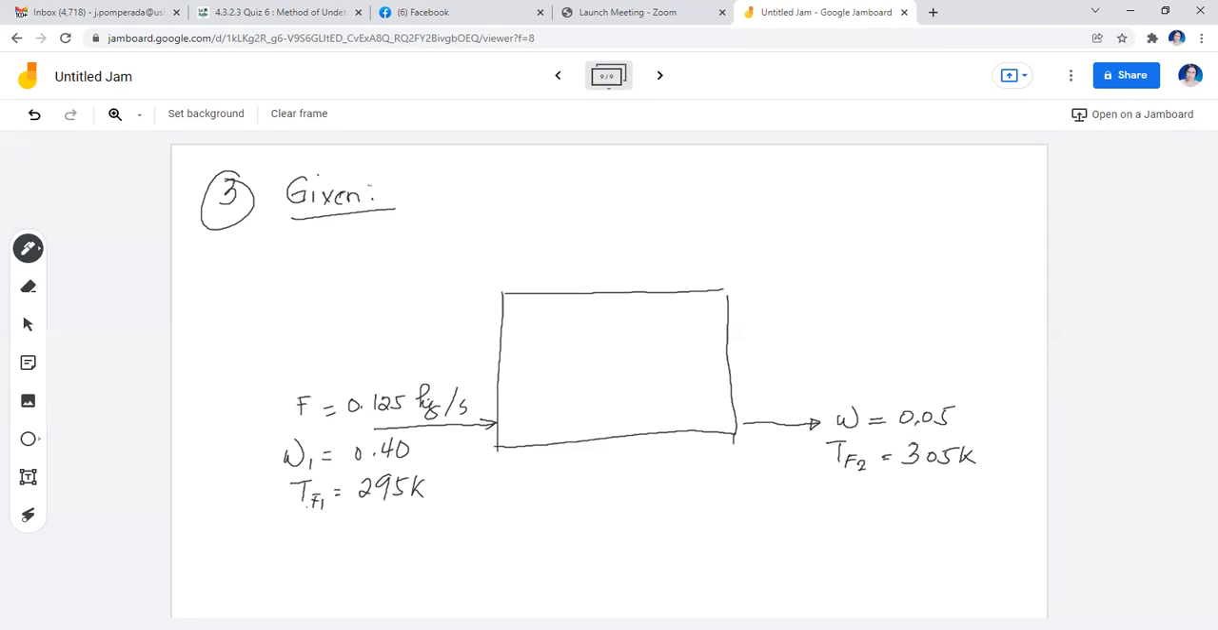Okay. Now, in this dryer, we're going to use air. And for this air, the initial temperature is 385 Kelvin. The final temperature is 310.